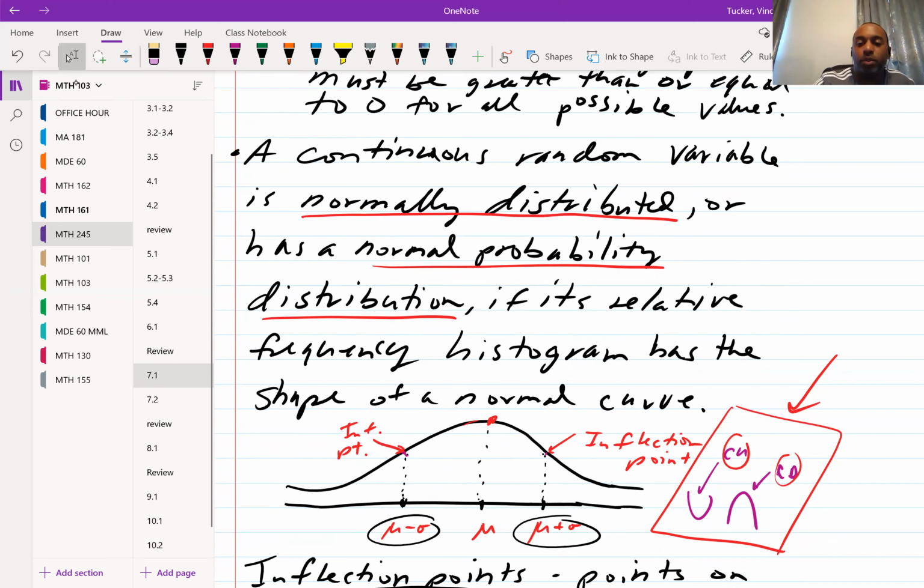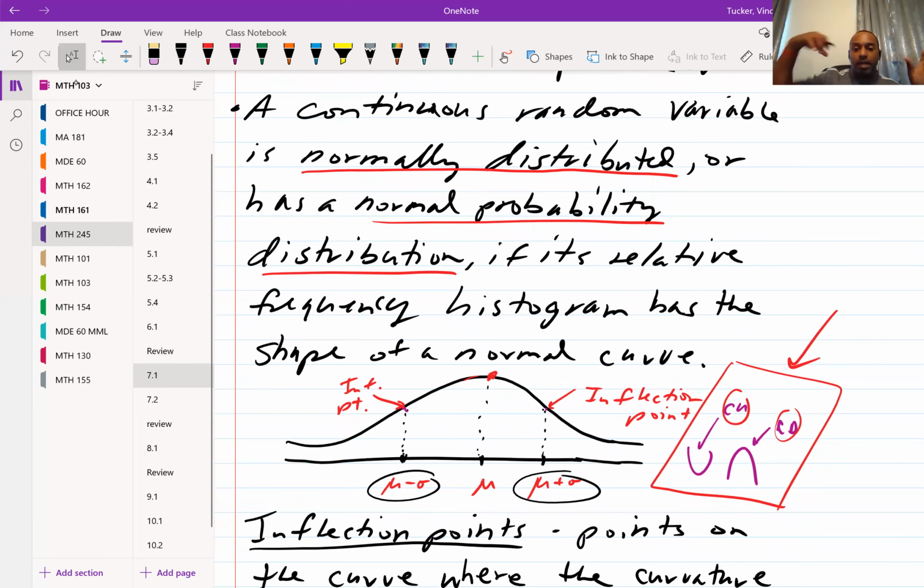We have what we call inflection points at one standard deviation out. In other words, if you were to add a standard deviation to your mean, subtract a standard deviation from your mean, you have these inflection points, and that's just where the curvature of the graph changes. I believe I explained it down here, from where it goes concave up to concave down. Concave up is like a U shape, concave down is an upside down U. So when it changes the curvature, that's called an inflection point.